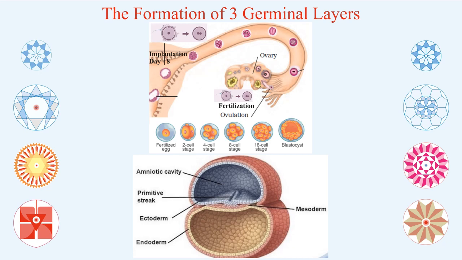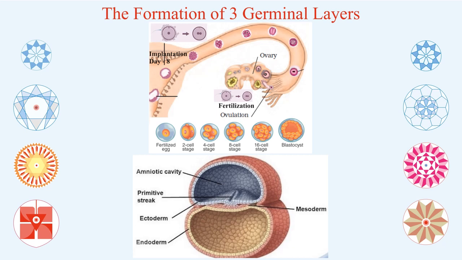Let's start with germination of three germ layers from which ectoderm, mesoderm, endoderm arise, and then development of the three types of human bodies: ectomorph, mesomorph, as well as endomorph. Now, let's start the journey.